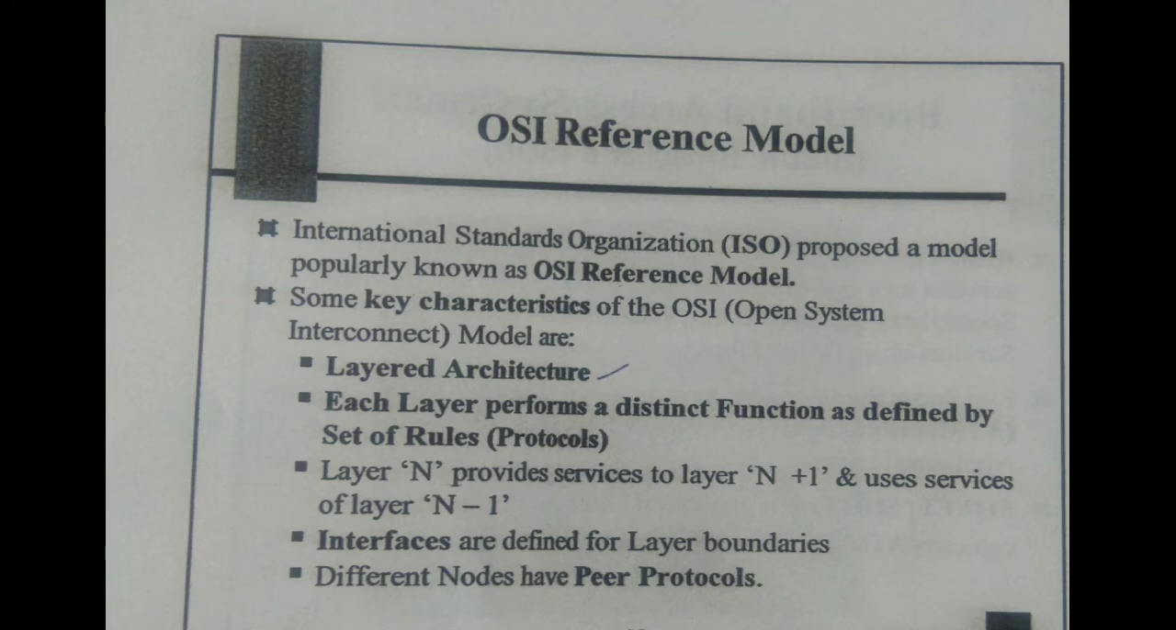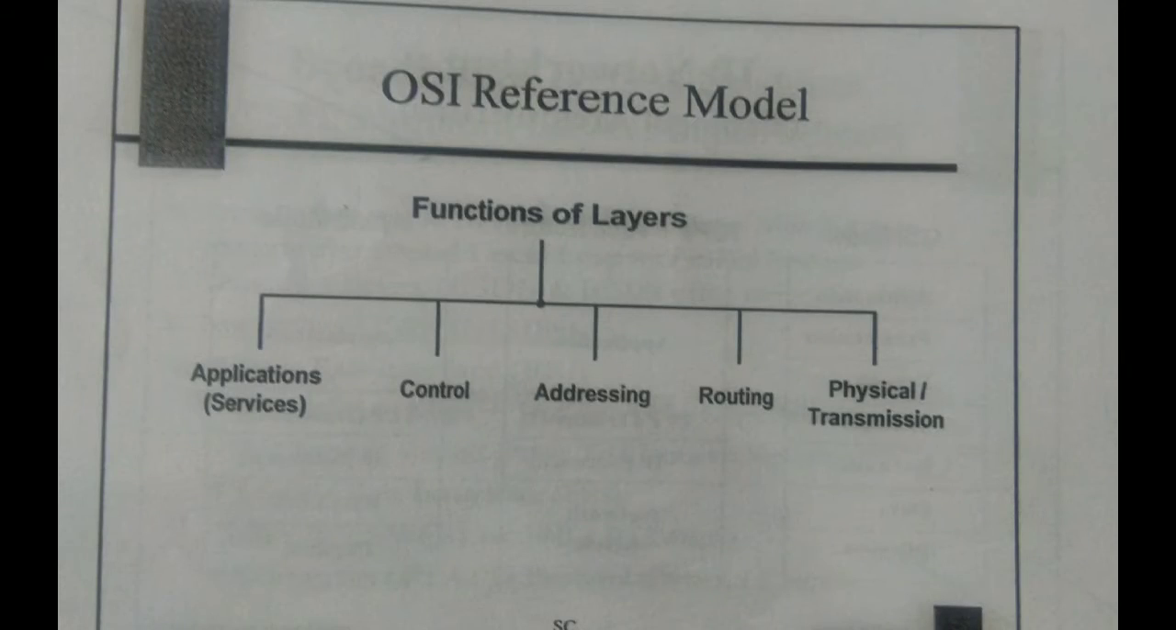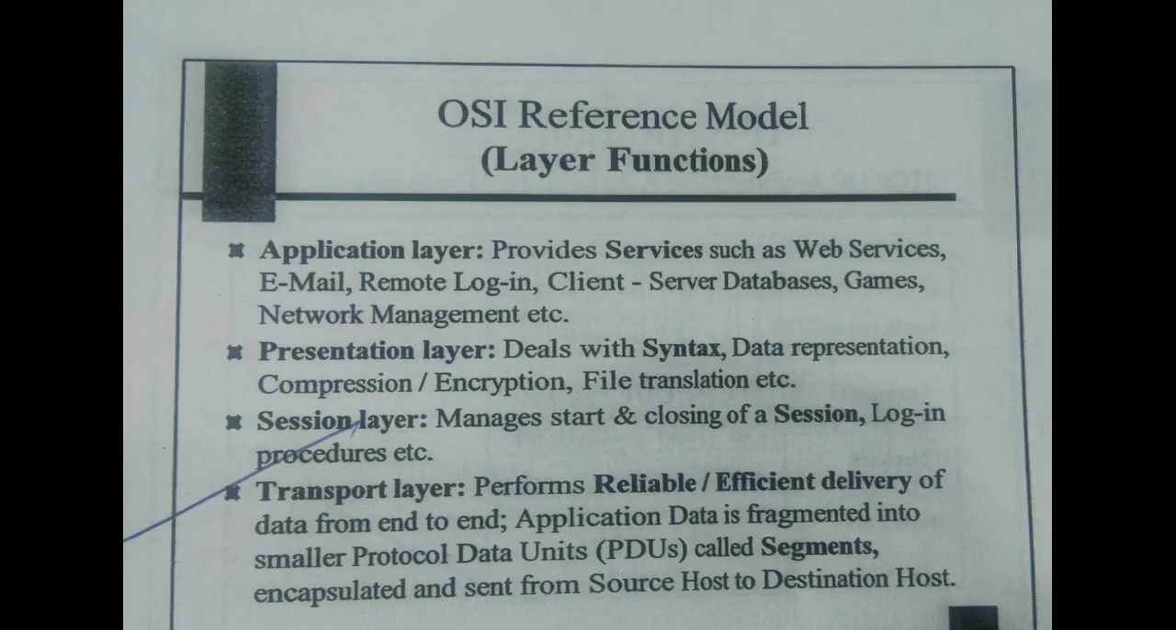Different nodes have peer protocols. The different functions performed in OSI are application services, control, addressing, routing, and physical transmission of data. Now, layer functionality. The application layer provides services such as web services, email services, remote login, client server, database, games, network management. The applications we see in general in our system are working on the application layer.